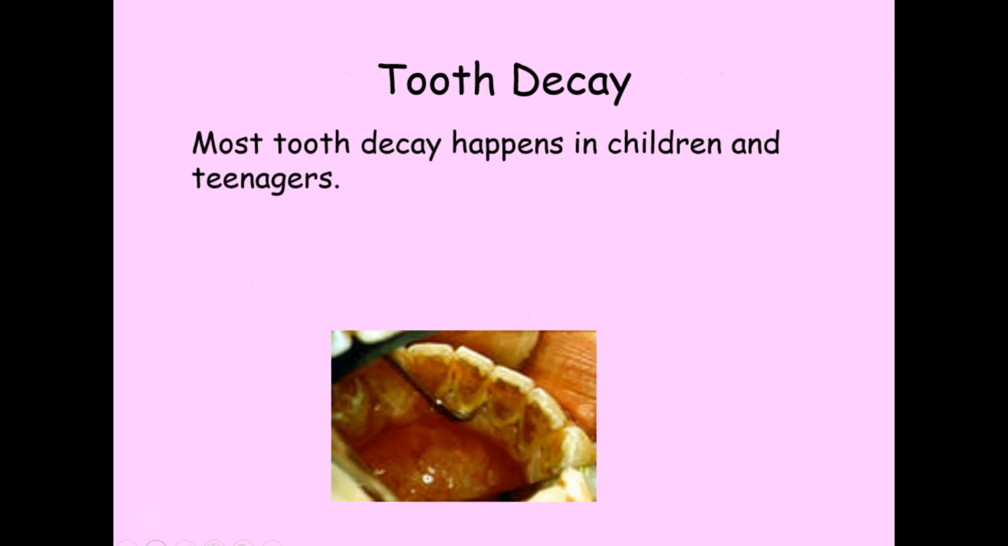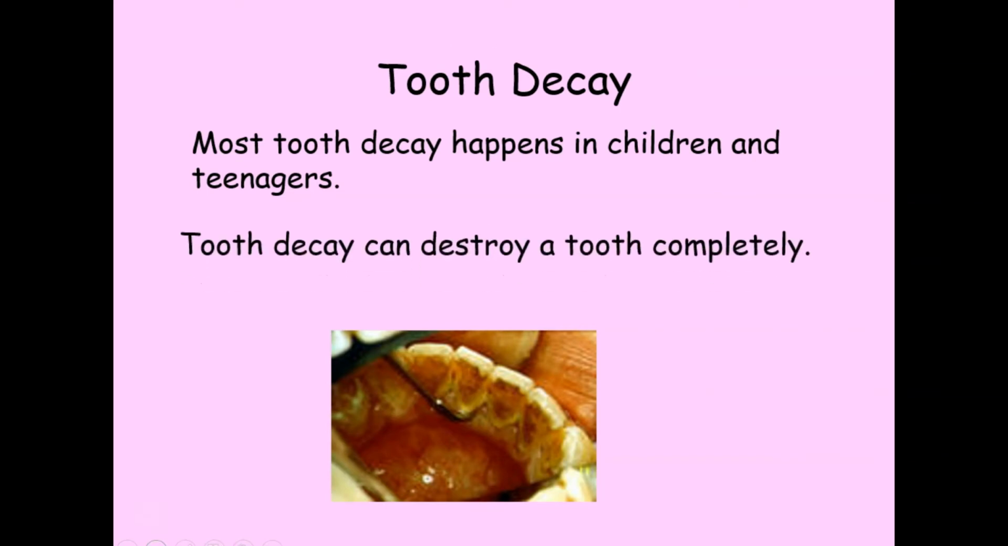Now, tooth decay happens in children and teenagers, but can happen in adults as well, and it can destroy a tooth completely. If you look at these teeth here, you can see how discoloured they are. If your tooth decay is so bad, you get holes in your teeth and then they can get ruined. That's why you need to keep brushing your teeth to wash that plaque away.